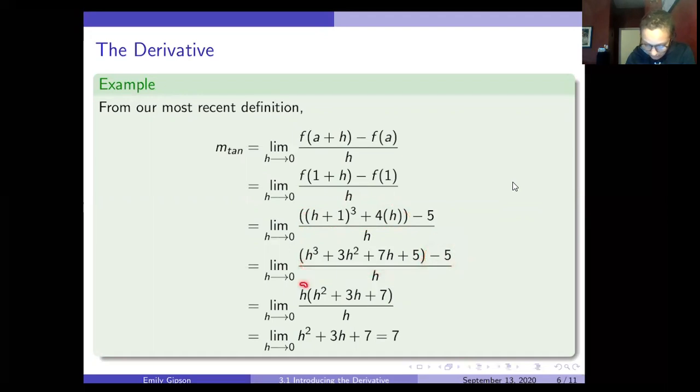Well, I've got an h in the numerator and an h in the denominator. Those are going to cancel. I'm left with h squared plus 3h plus 7. As h goes to 0, my h squared term and my h term go to 0, and I'm left with 7. So our limit is 7. So we found the instantaneous velocity.